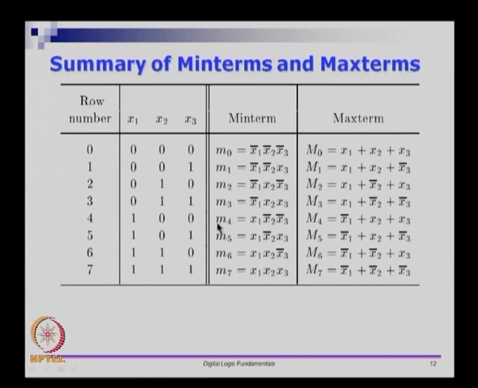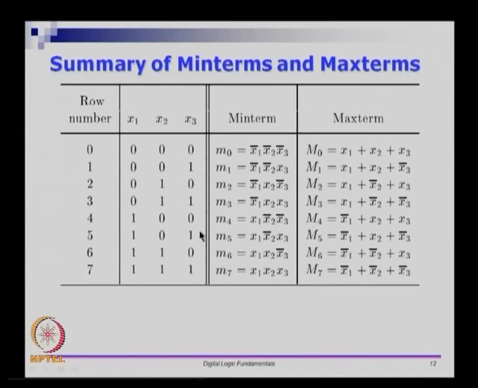Let us pick this row. If I want small case m4, that is the min term 4. Min term 4 would be, I want x1 in the uncomplemented form, x2 in the complemented form and x3 in the complemented form. So that is what you have here, and we have a product of those.